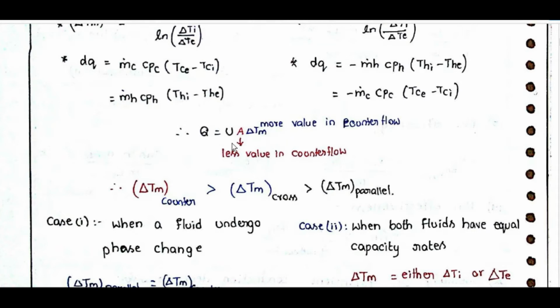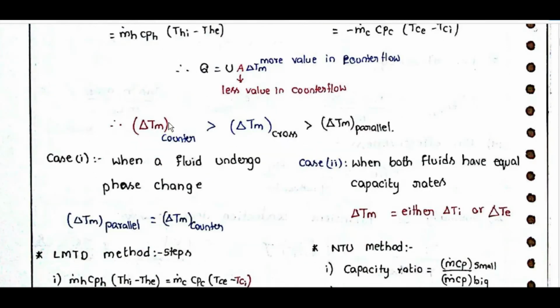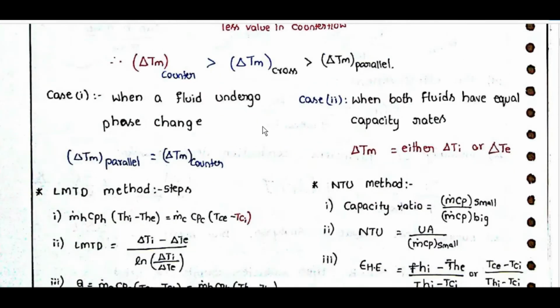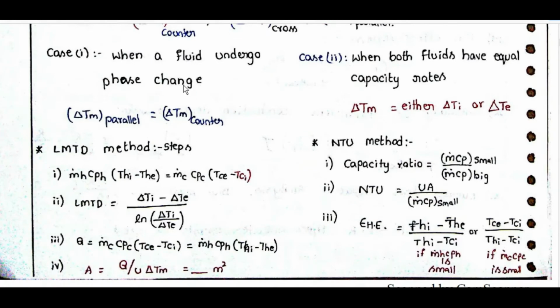Q is equal to U A LMTD. Delta Tm has a higher value in counterflow because LMTD is more in counterflow. Delta Tm counter is greater than delta Tm cross, which is greater than delta Tm parallel. When a fluid undergoes phase change, delta Tm parallel is equal to delta Tm counter. Case 2: when both fluids have equal capacity rates, delta Tm is equal to either delta Ti or delta Te.